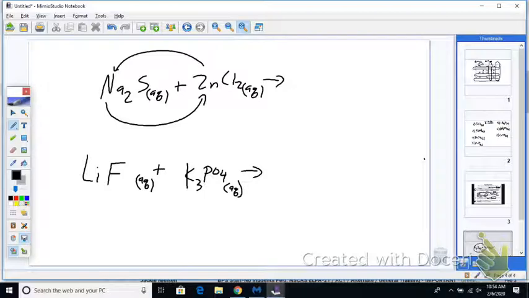Alright? I'm going to put these charges up here so you guys don't have to look them up. Normally, you've got to look them up just to make sure you're writing them correctly on the product side. So rewrite those out.